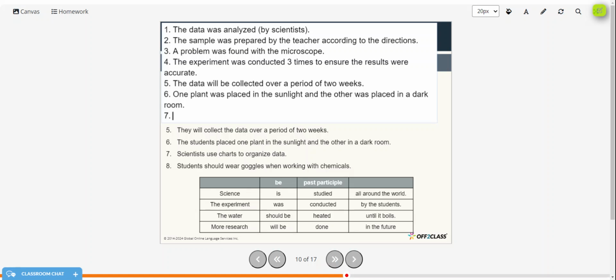"Scientists use charts to organize the data." The data was organized using charts. And "students should wear goggles when working with chemicals." So goggles should be worn when working with chemicals.